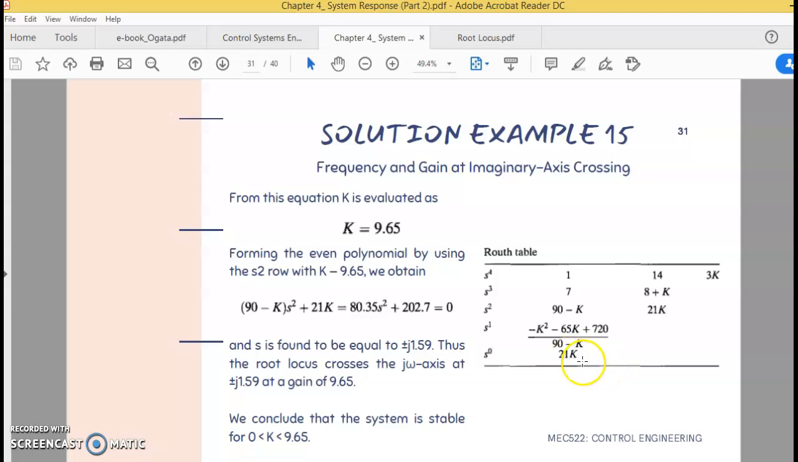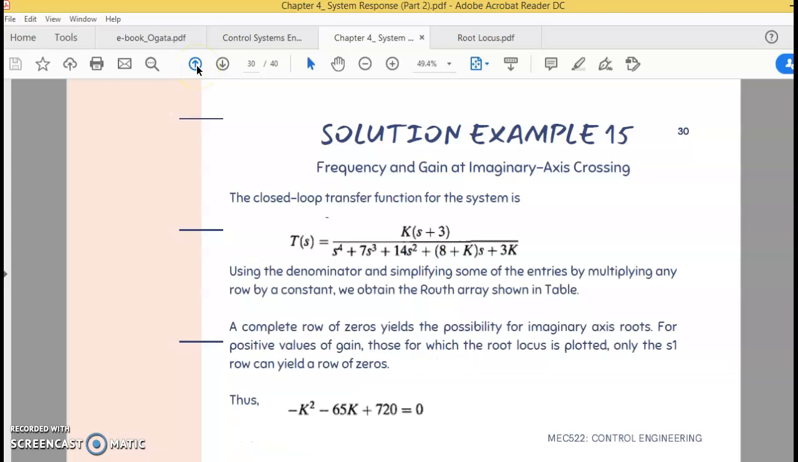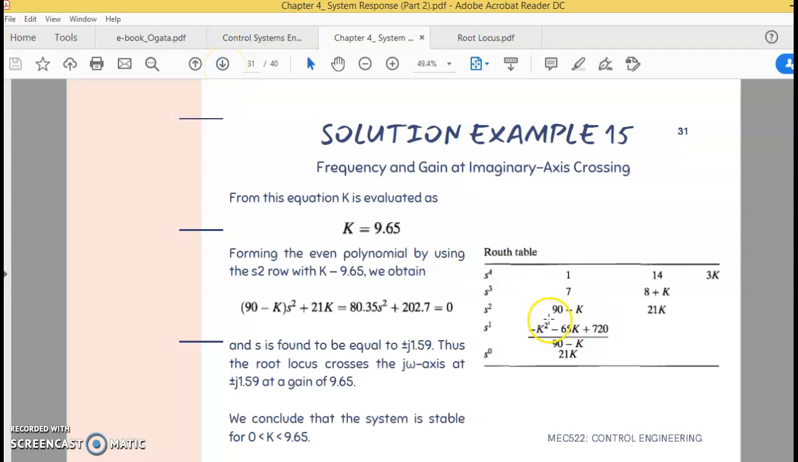The first one is that, and then the second one is you solve this one: minus k square minus 65k plus 720 divided by 90 minus k greater than 0. So you will get something like this. Okay, what he explained here: only the s1 row can give a row of 0. Make sure you get this row of 0. For the second one, it cannot be used because we have two values here, so we cannot solve it.